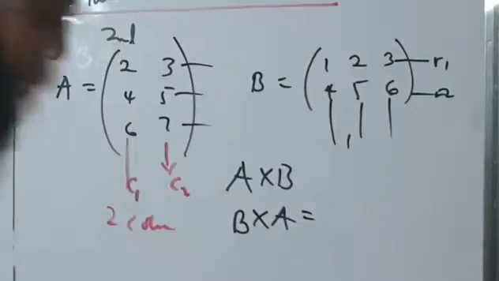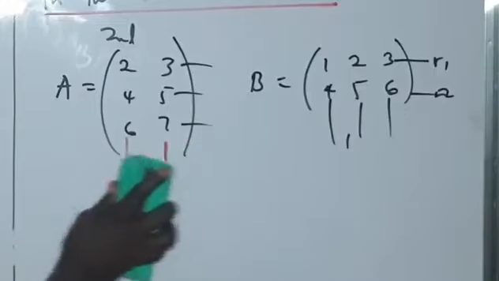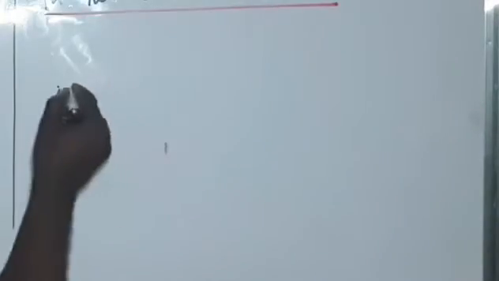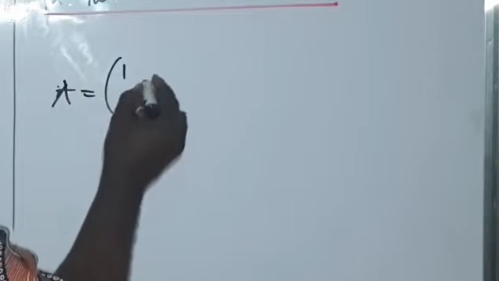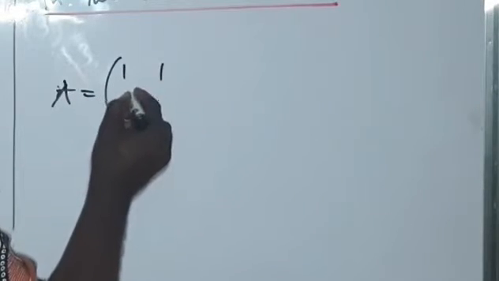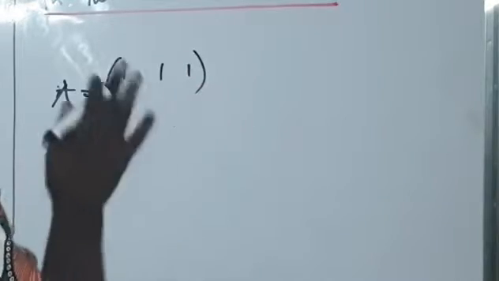But in a situation whereby we have another example, let's look at another example. We have A as 1, 1, 1. So this is a matrix.